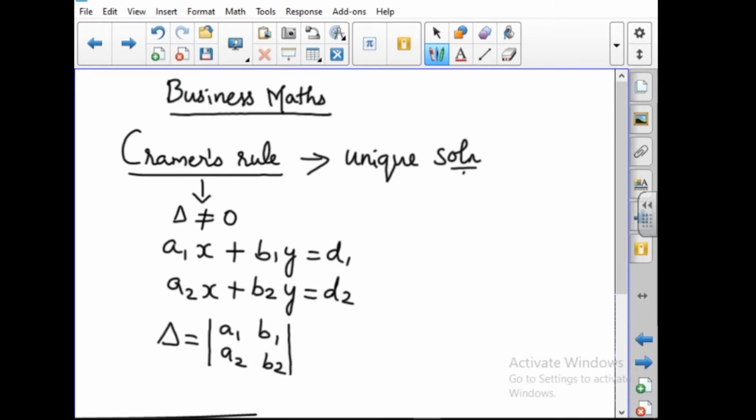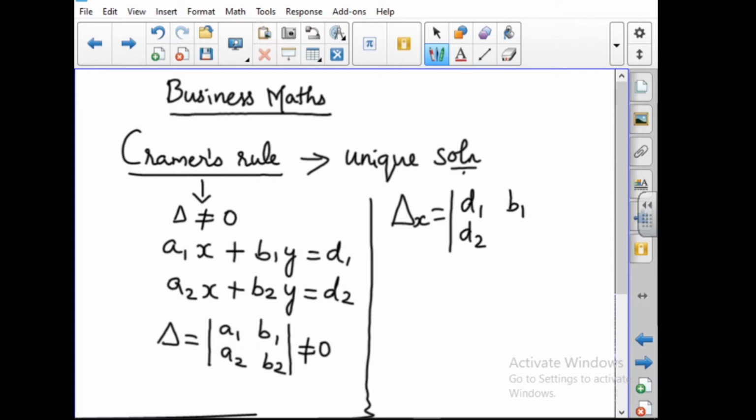So delta should not be equal to 0 for Cramer's rule; only then can we apply Cramer's rule. If it is equal to 0, Cramer's rule is not applicable. After finding delta, we need to find delta x. Delta x is nothing but replacing the coefficient of x with the constants. The coefficient of x is a1, a2, so this column should be replaced by the constant column, that is d1, d2. So here d1, d2, and this one is b1, b2. So we have to find delta x.